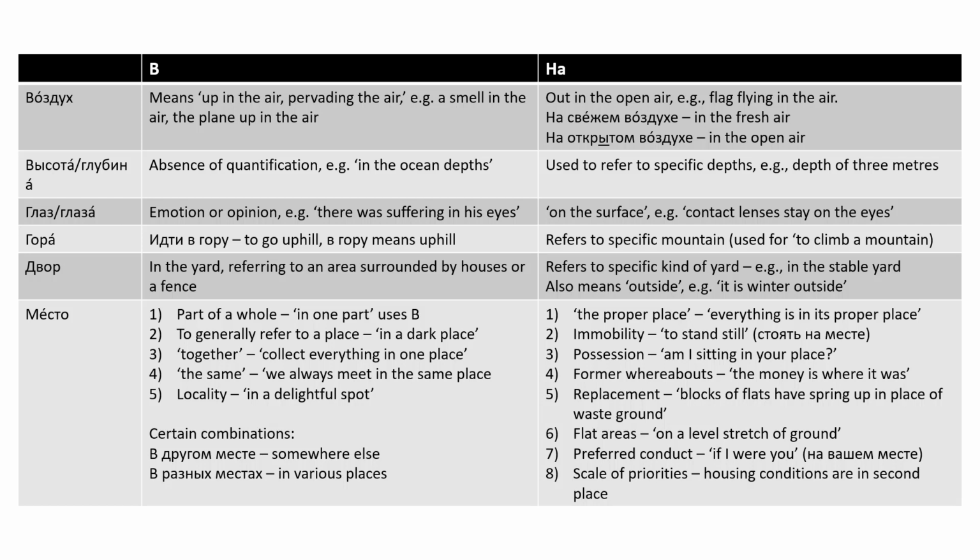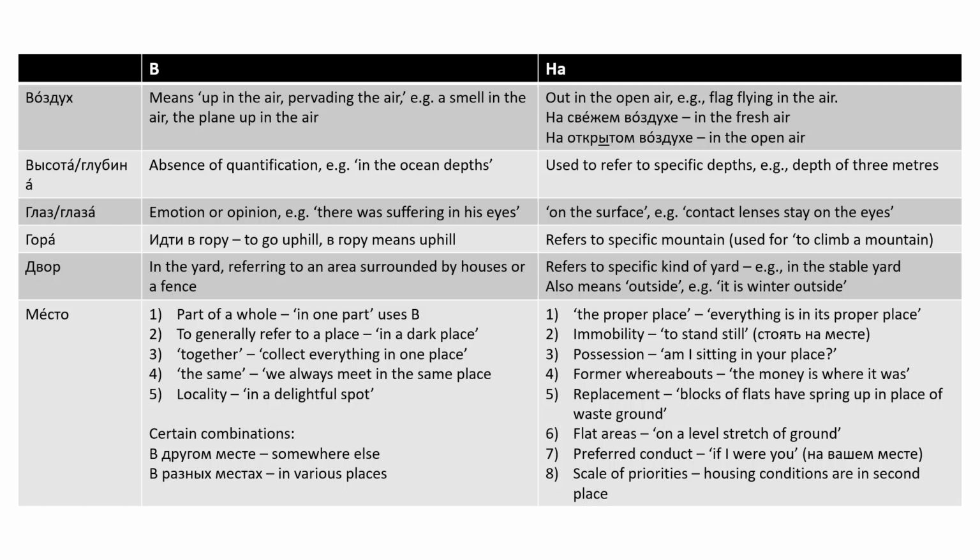Then we also have these expressions of na vozdukhe meaning outside, so na svezhem vozdukhe, in the fresh air, na otkrytom vozdukhe, in the open air. And if you just say na vozdukhe, it just means kind of outside. Then we have vysota and glubina, height and depth. So when you use v with either of these, there's an absence of quantification, which basically means you're not talking about how deep or how high, you're just saying, for example, in the ocean depths. Whereas if you use na, then you are specifying a specific measurement, so depth of 3 meters, na glubine.